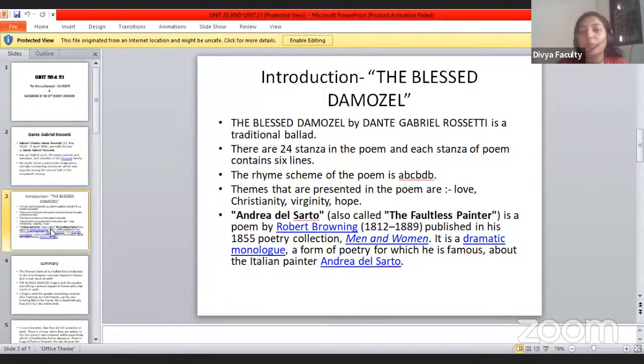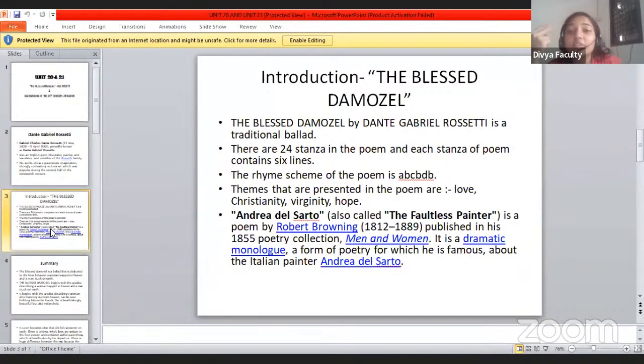This poem consists of 24 stanzas. Okay, remember that. Each stanza of the poem consists of 6 lines. That means it is written in sestet form. If a stanza consists of 6 lines, that means it is written in sestet. If the stanza consists of 8 lines, that means it is an octave. If the stanza consists of 4 lines, that means a quatrain.